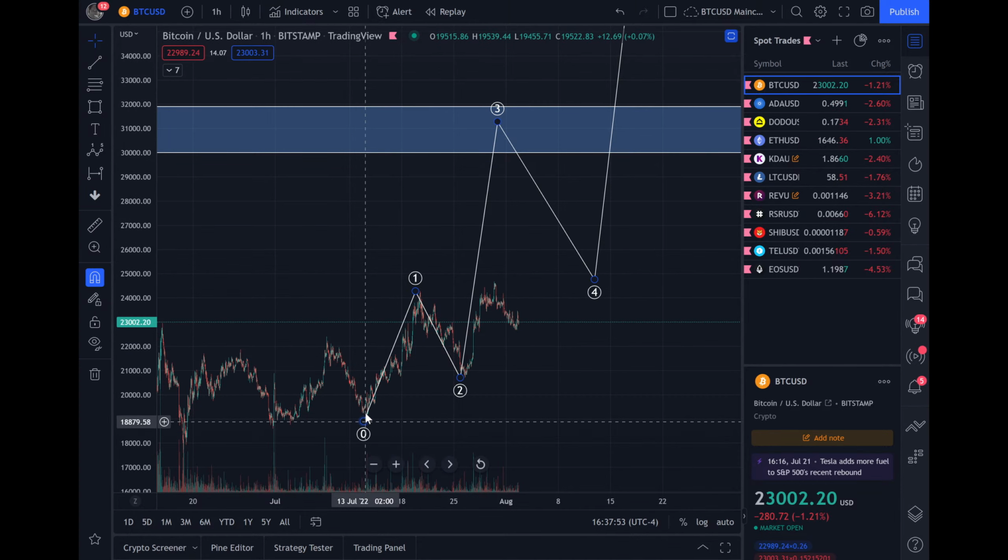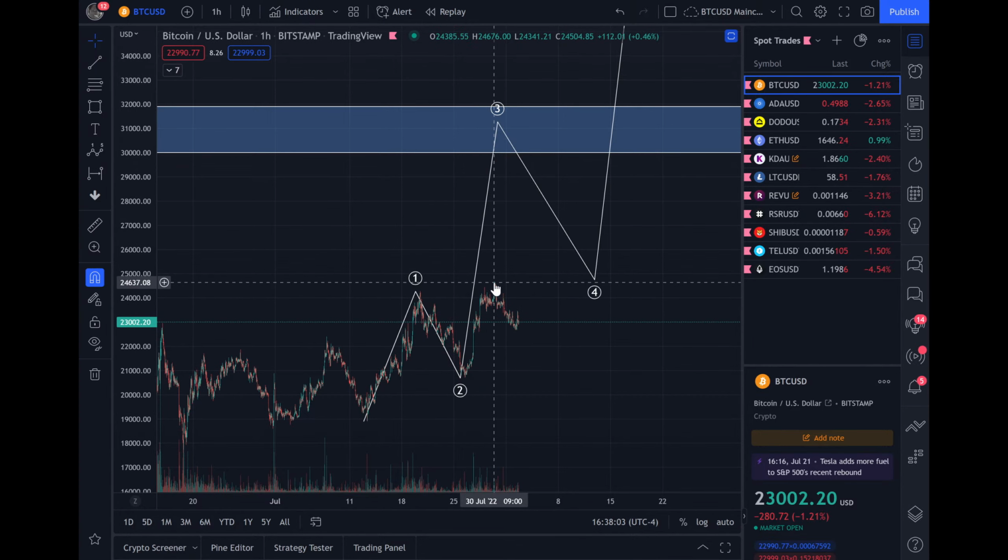So however you'd like to read the price action since July 13th, you cannot deny the fact that we've been making higher highs and higher lows, okay? That is an uptrend, right? Obviously, if you're subscribed to this channel, you know that I've been reading this uptrend like so, right?